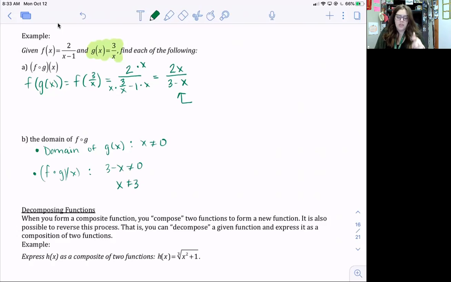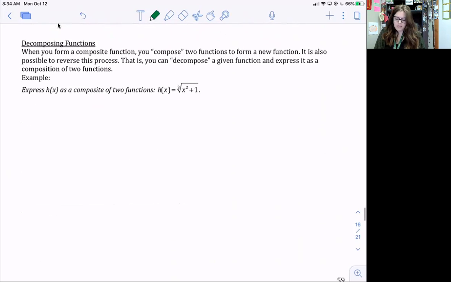Well, if you plug 3 in for g of x, you get 3 over 3, which is 1. Well, if you plug 1 into f of x, 1 minus 1 is 0, which would cancel, and you'd be left with 0. Okay, so an easiest way, rather than using the definition, is if we just look at the composition. Okay, so our domain of f of g of x all together would be the set of all values of x such that x does not equal 0 or 3. Okay. All right, and last part, decomposing functions.